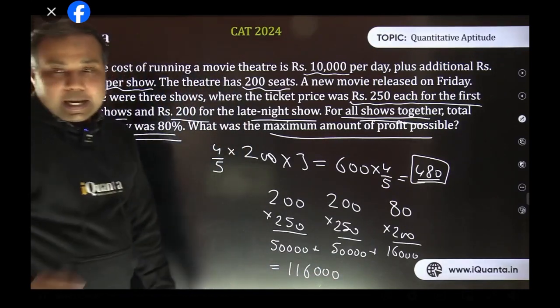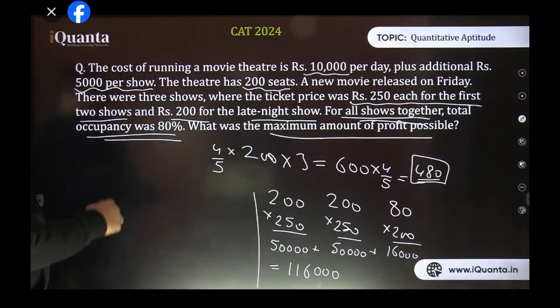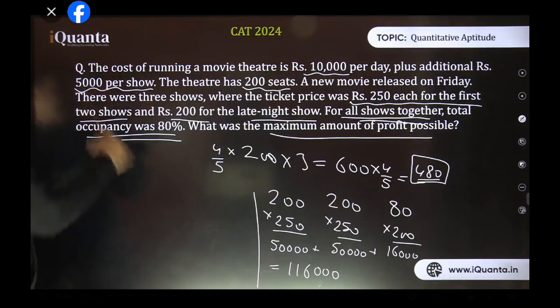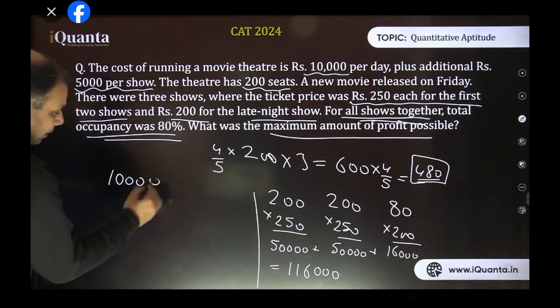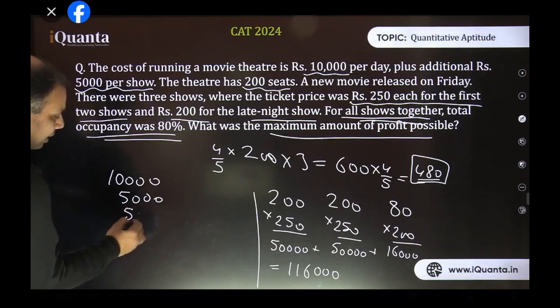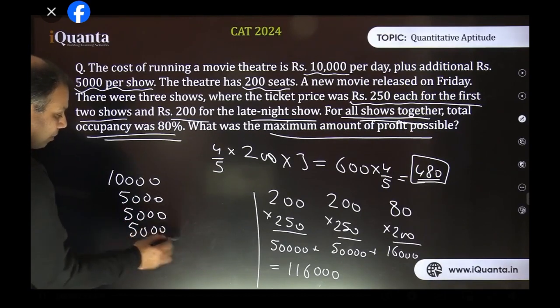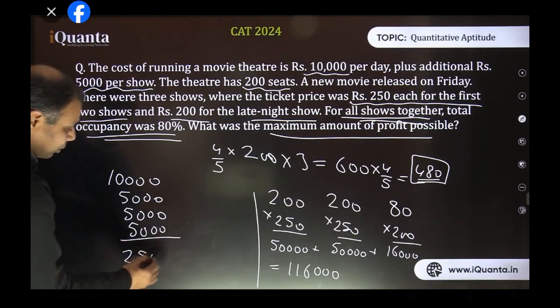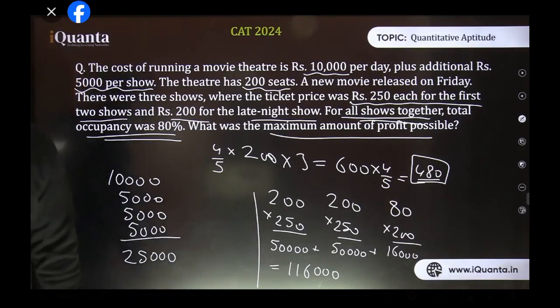Is it fine? Now, what was the total cost price? So 10,000 plus 5,000 per show. So 10,000 plus 5,000 and 5,000 and 5,000 for all the 3 shows combined. So totally it comes out to be 25,000. So we just need to subtract these 2 values to get our profit. And yes, 91,000 is correct.